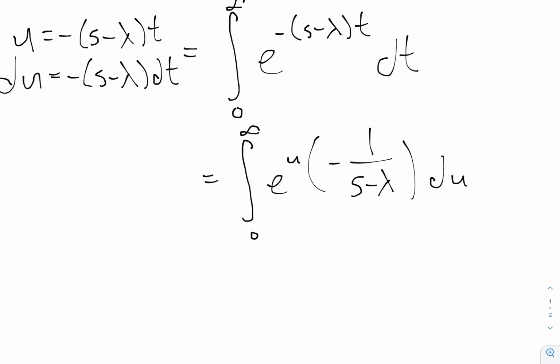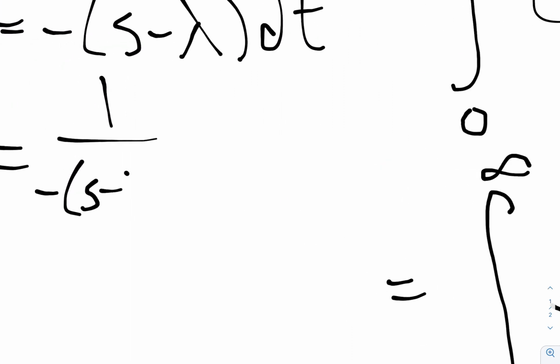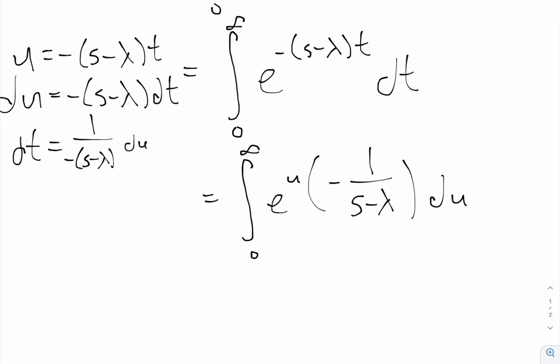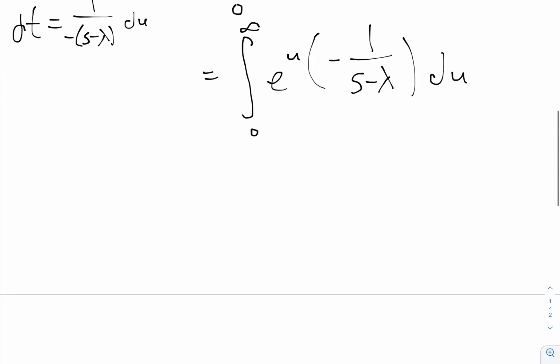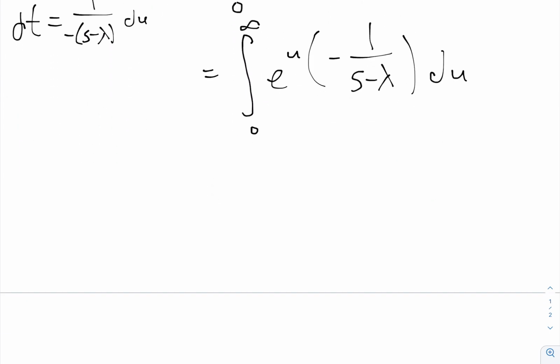So if we were to solve for dt, that would be 1 over negative (s minus lambda) du. That's why we have it here, right? And then we have to multiply by du. So what I mean is dt would equal 1 over negative (s minus lambda) du. So if we were to plug in dt here, that's exactly what we just did. Okay, so everything's in terms of u now. S and lambda are just constants. Okay, cool. So now we're going to try and simplify this as much as we can.